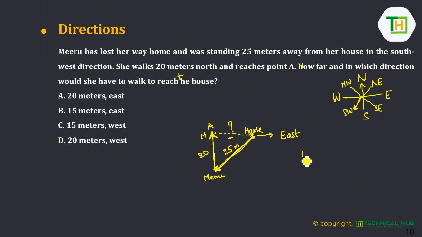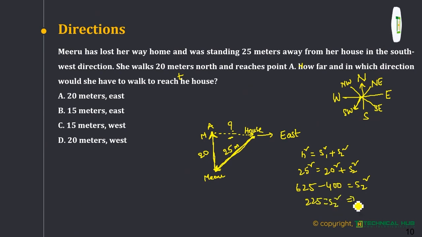We know that hypotenuse square is equal to side square plus side square. The hypotenuse value is 25, so 25 square. One side is 20 square, and I have to find the value of the other side. So 625 minus 400 is equal to S2 square. That is 225, and 225 is a perfect square, the square of 15. So Miru has to move towards east for 15 meters to reach her house.